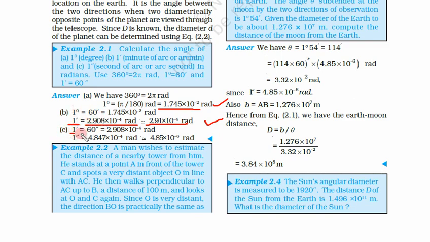So 1 minute is equal to 60 seconds, and 60 seconds is equal to 2.908 into 10 to the power minus 4 radian. If we further divide it by 60, we get 1 second. So let us divide this number by 60. We get 4.847 into 10 to the power minus 6 radian (the earlier power was wrong, this must be 6), or we can simply write 4.85 into 10 to the power minus 6 radian. So this is the value of 1 second.